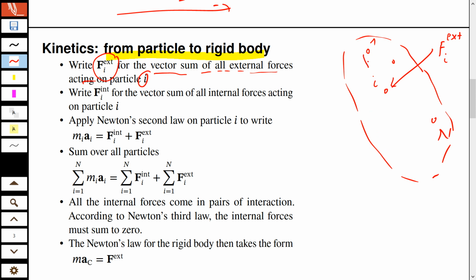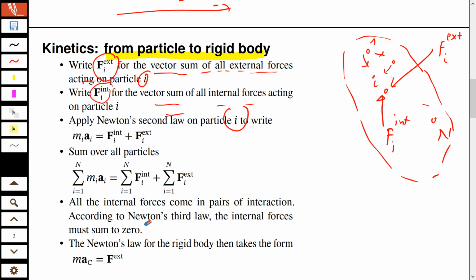Similarly, the other particles will also apply force on this particle i. So let's say this is the net force internal to the system on particle i, F_i int. That is again a vector sum of all the internal forces. So if I want to apply Newton's second law on particle i, I can simply say mass times acceleration for particle i will be the net force, which is the total external force on that particle plus the total internal force on that particle.